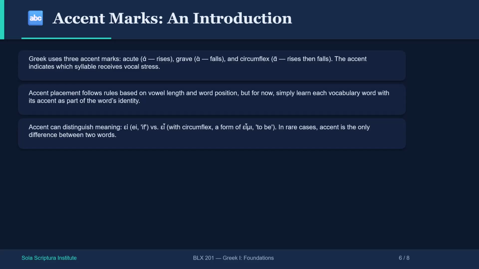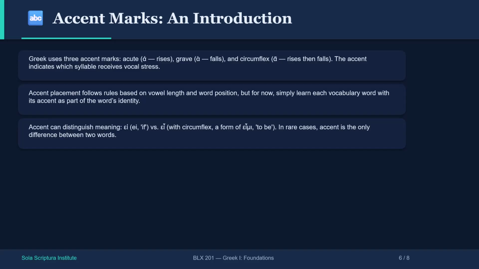Right? So think of the accent the way you think of a letter. It belongs there, and the word is not correctly written without it. So we're not dropping off our accents, right? It is important to know that accent can change meaning as well. So we're gonna look at that.